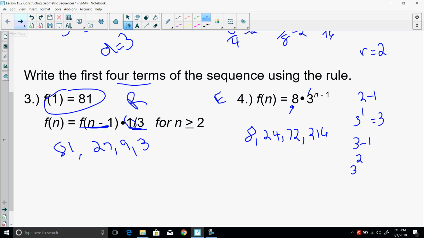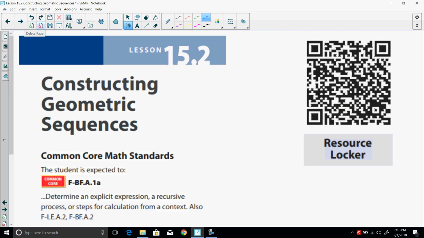Okay, so today's lesson is constructing geometric sequences.